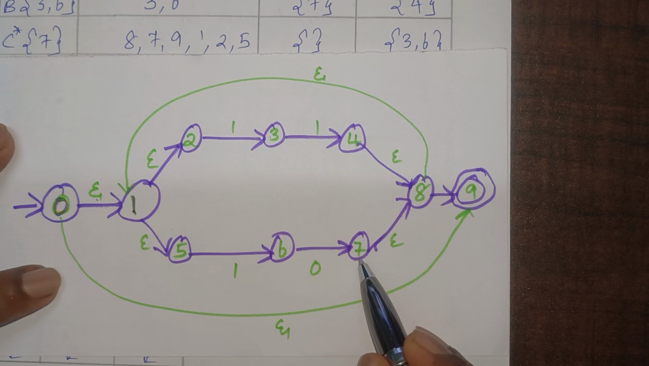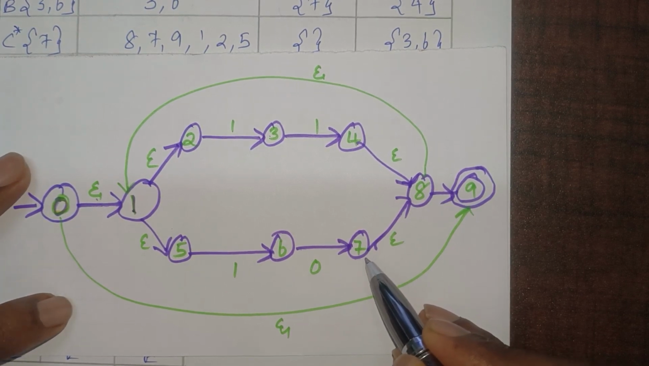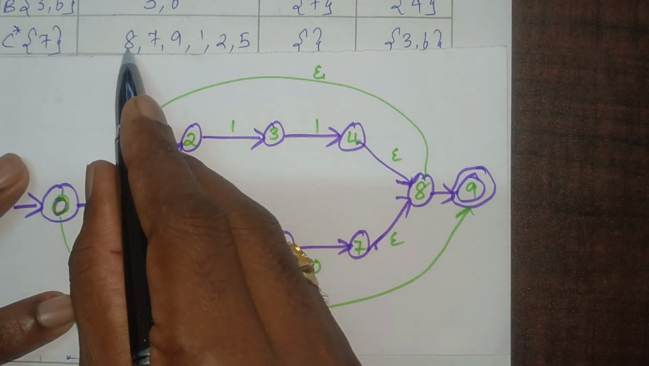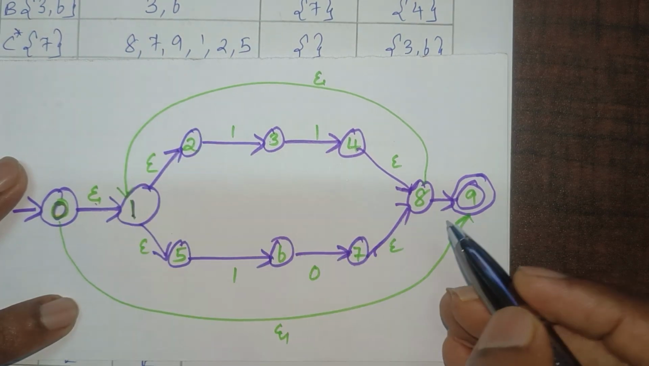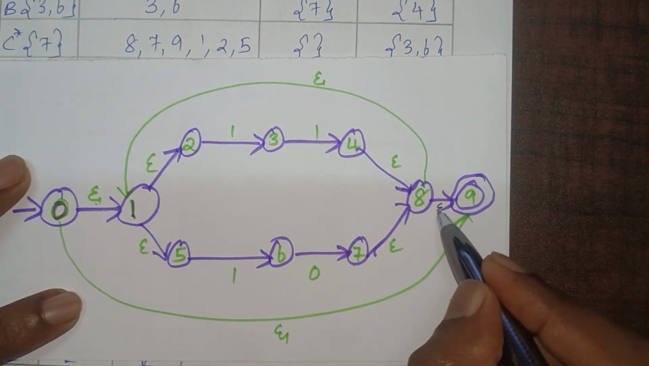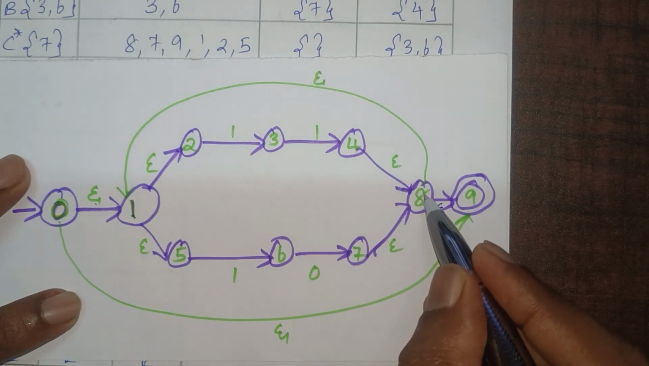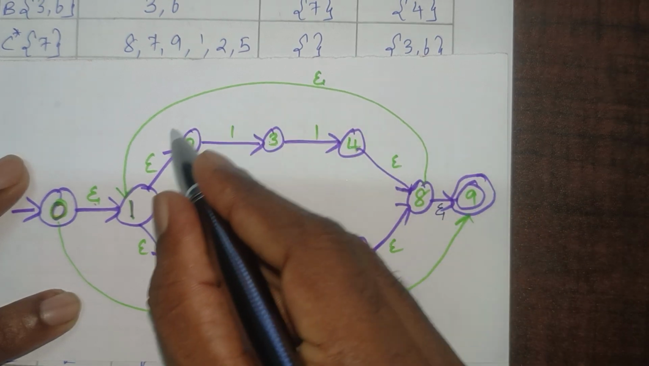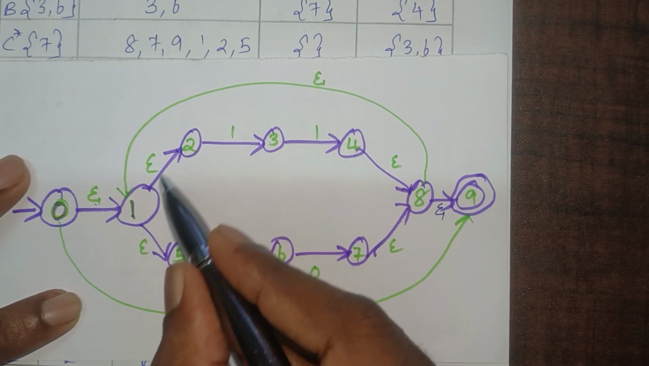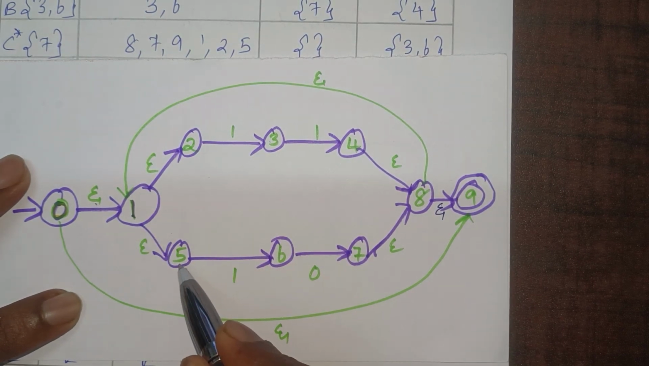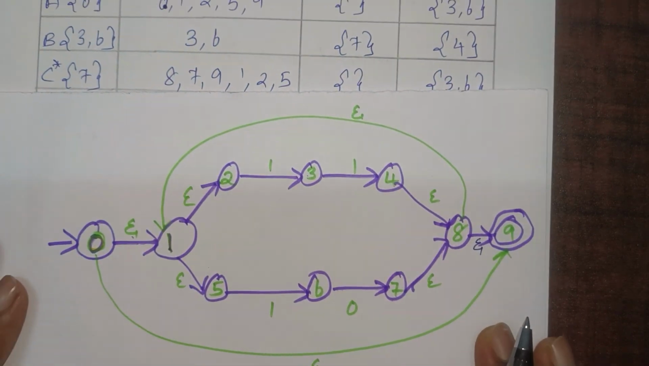So you all know that 7 is exactly starting here. You can see that. So 7 is taking E closure to reach 8. So I mentioned 8 here. And 7 itself. So I mentioned 7 here. 8 is taking E closure, this is also an E closure, to reach 9 here. So I mentioned 9. And 8 is taking E closure to reach 1 here. So I mentioned 1. 1 is taking E closure to reach 2. And 1 is taking E closure to reach 5. So these are all the E closures of 7. I hope you people understood.